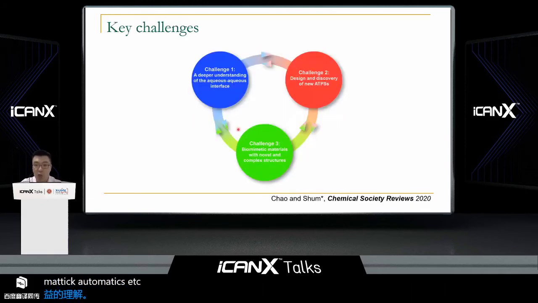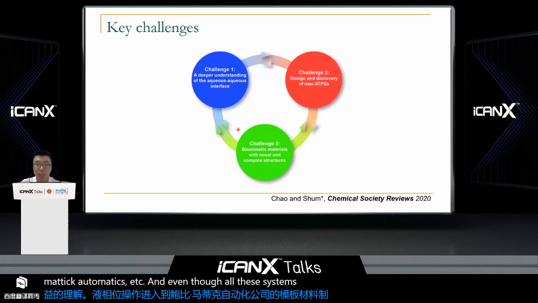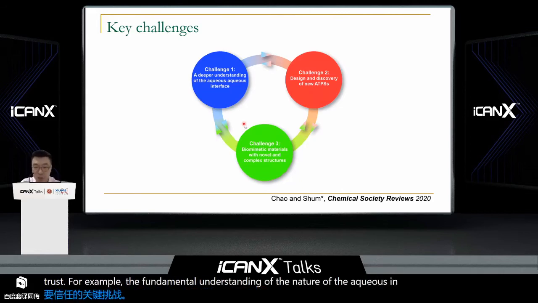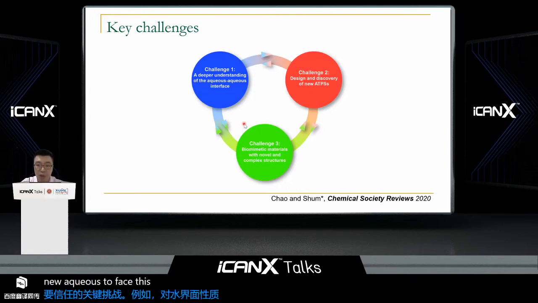And even for all these systems, there are still some key challenges that need to be addressed. For example, the fundamental understanding of the nature of the aqueous-aqueous interface, discovery and design of new aqueous two-phase systems, the materials with different novel structures, etc.